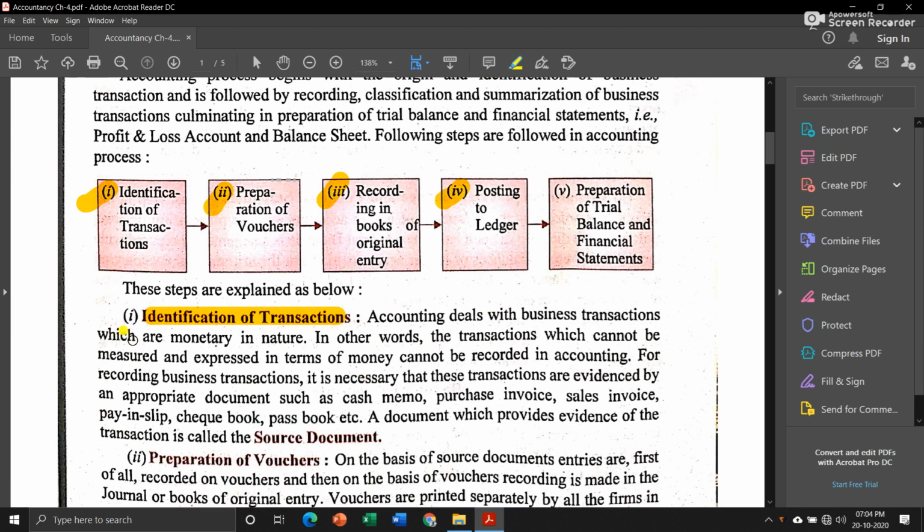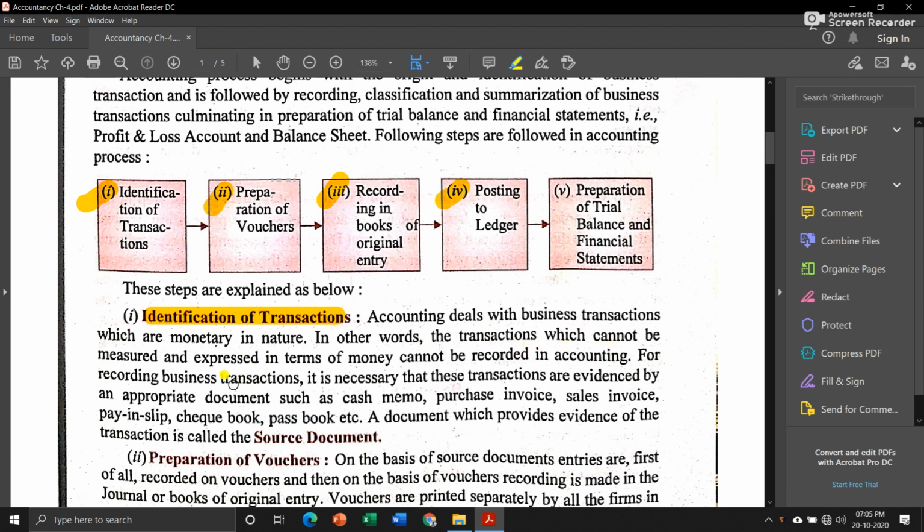Now first one is identification of transactions. Accounting deals with business transactions which are monetary in nature. In other words, the transactions which cannot be measured and expressed in terms of money cannot be recorded in accounting. As we all know that all those transactions which can be expressed or which can be translated into monetary terms are going to be recorded in our books of accounts. So in first step, what we have to do is we have to identify those transactions which can be expressed in monetary terms.